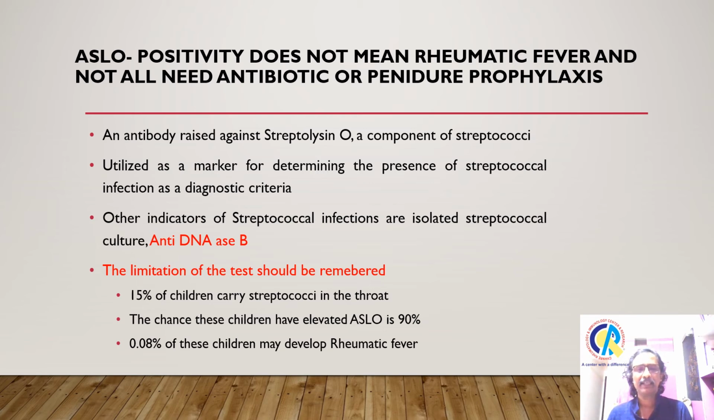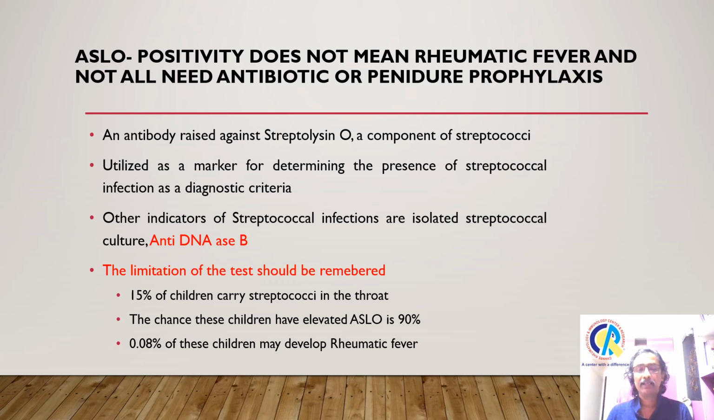So if we look at it, for example, 15% of the children carry streptococci in their throat. So the chance of these children having elevated ASLO is 90%. Out of these 15%, 90% of the children who have streptococci will have elevated ASLO. What is the proportion of children who can develop rheumatic fever? It's only 0.08%. So this clearly tells you that if you just take ASLO as an indicator or as a specific test to call a child as suffering from rheumatic fever, you will be mislabeling quite a large number of children as rheumatic fever.